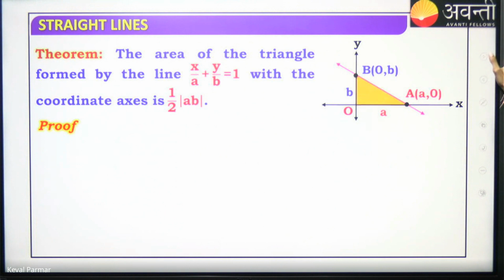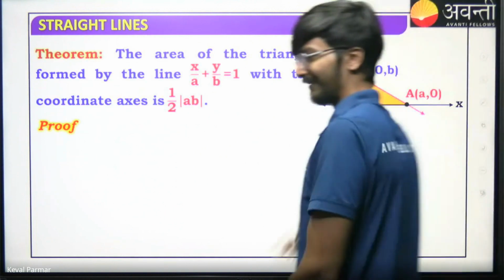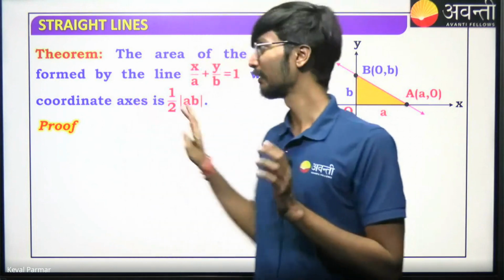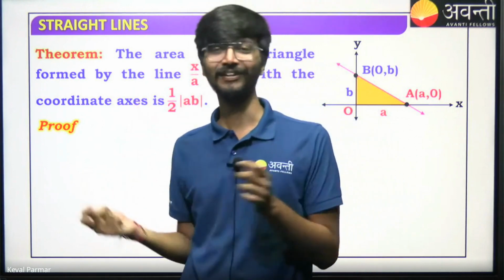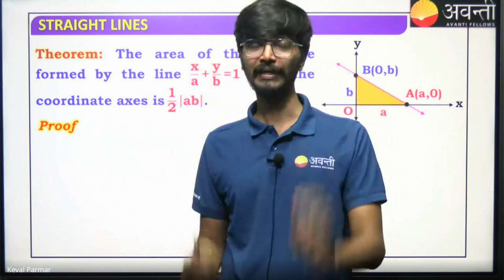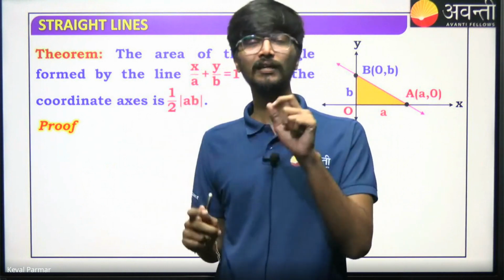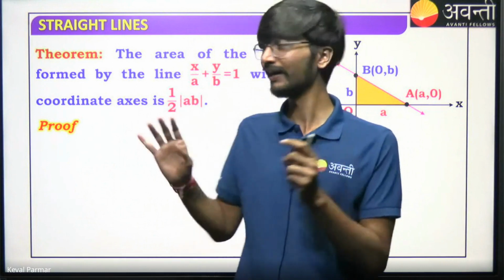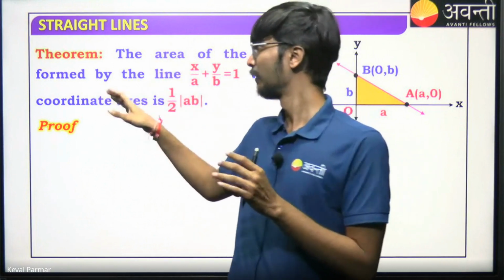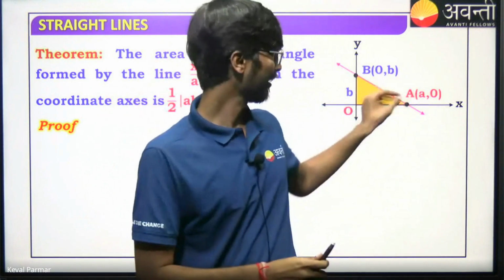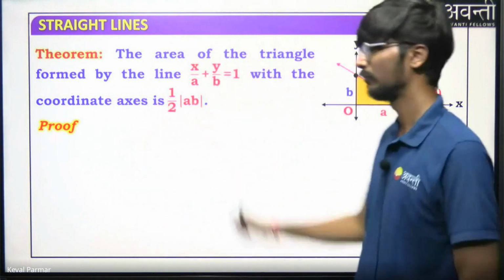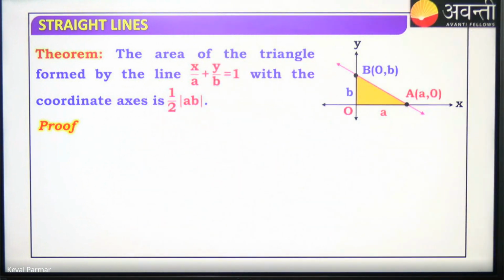Let's look at what we are trying to prove here. Don't take this as a theorem. I have just given the heading as theorem because in many books you'll find the same heading. But let us approach this question as if we are doing a sum. Say we have a question and it says prove that the area of this triangle formed is half into modulus of AB.